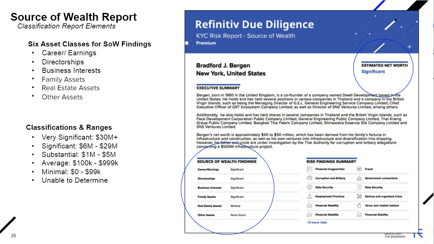If you have a high net worth individual that is from a low information jurisdiction with a low media profile, so you're unable to effectively corroborate, say, career and earnings, but you can see their real estate assets are through the roof or other assets are through the roof, that will effectively inform you that maybe additional research needs to be done, or maybe they need to be flagged as high risk, so you can determine how that looks for you and your risk management program.